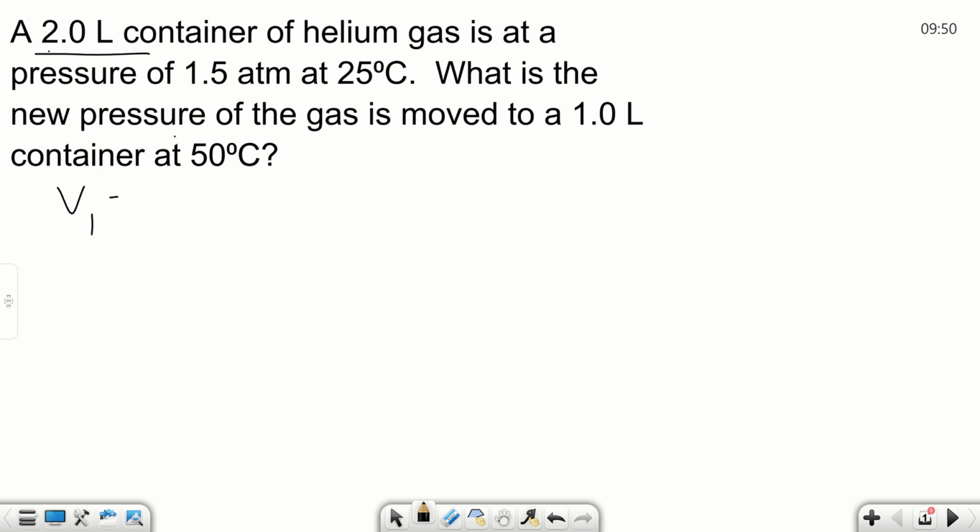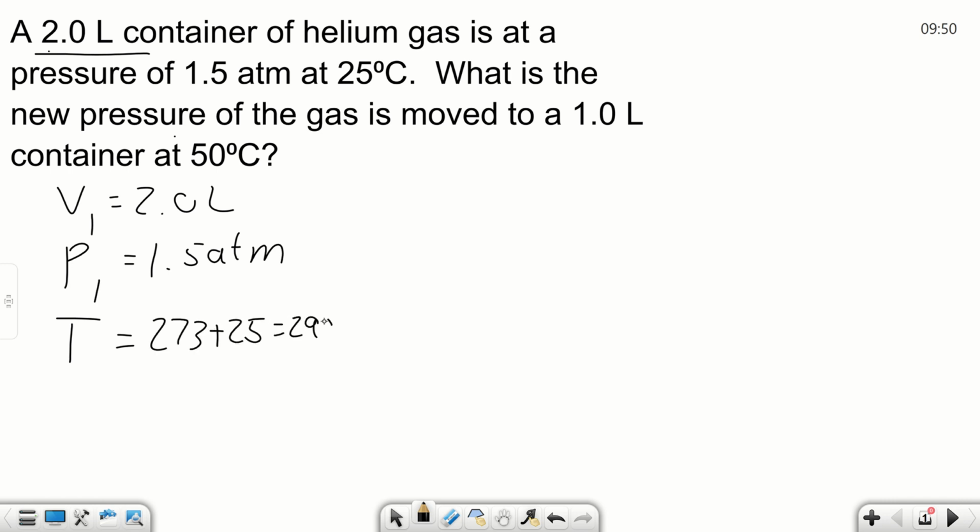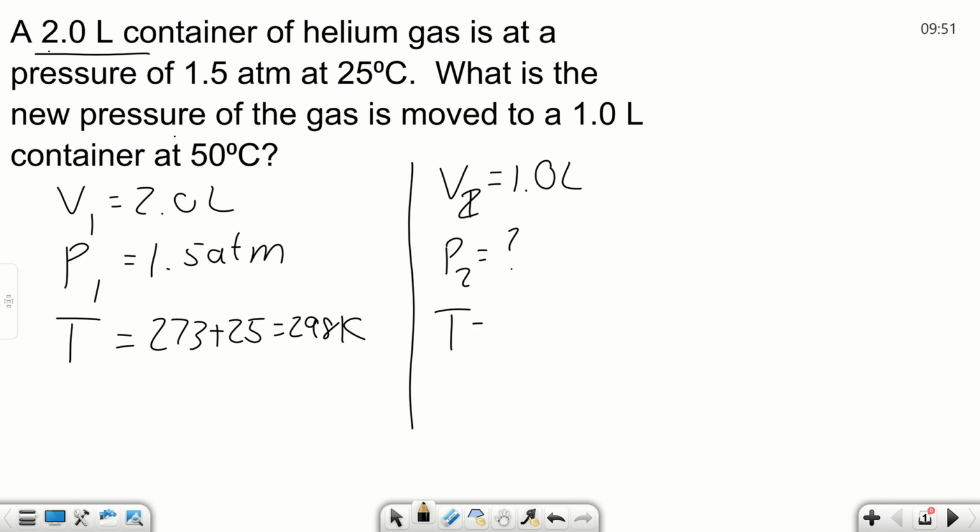So we basically have an initial volume, 2.0 liters. We have an initial pressure, P1 is 1.5 atm, and we have an initial temperature, but remember we need to change temperature to Kelvin, so 273 plus 25 equals 298 Kelvin. On the other side, we're solving for pressure, so we don't know what P2 is. Volume 2 is 1 liter. And then our new temperature is going to be 273 plus 50, so that would be 323.